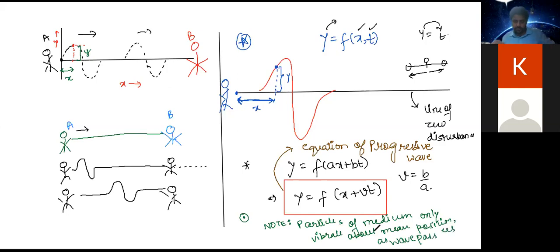Class, please note this down. As the wave passes, particles just vibrate about their mean position.